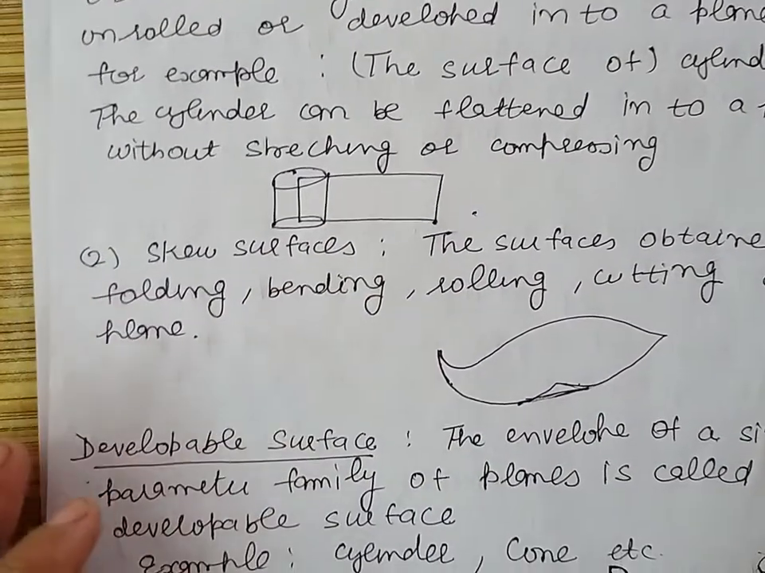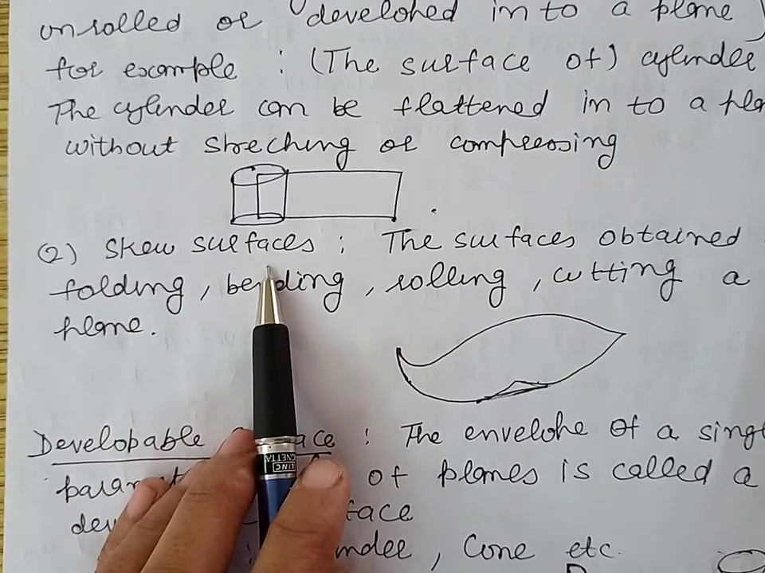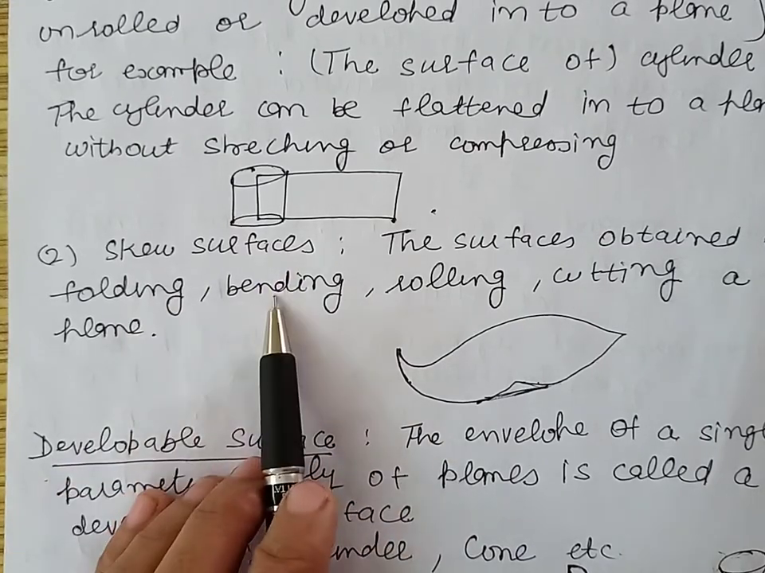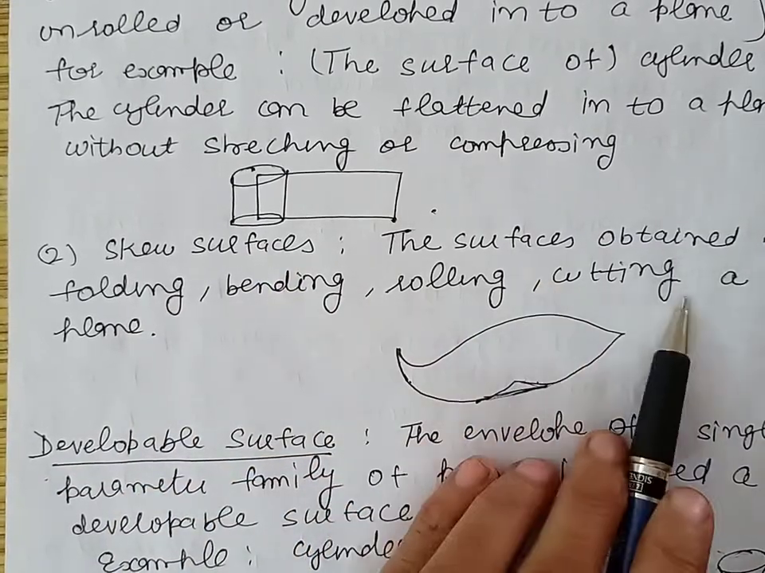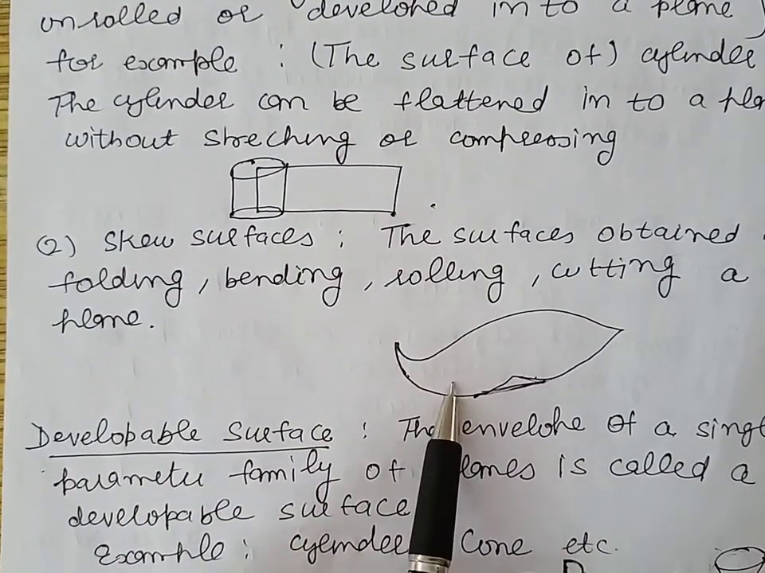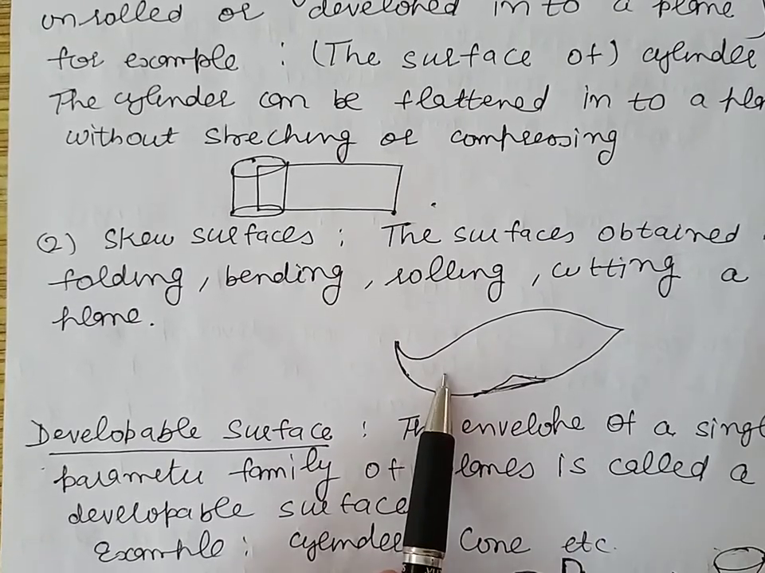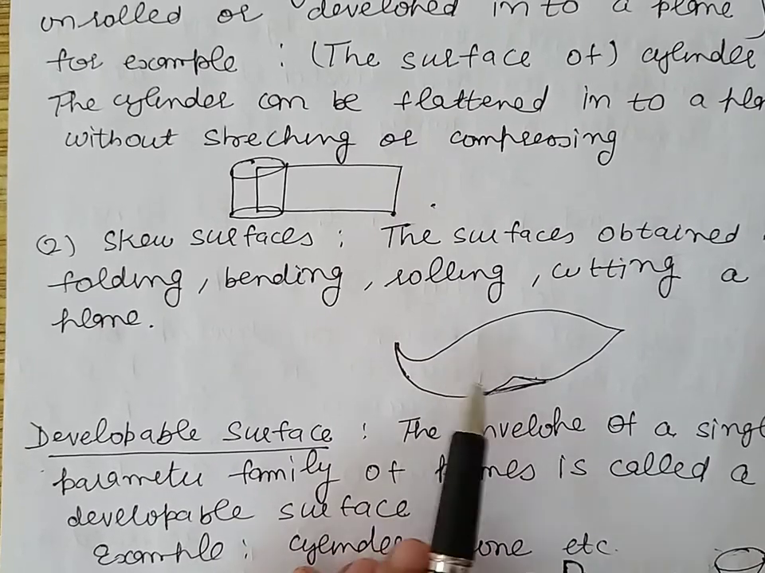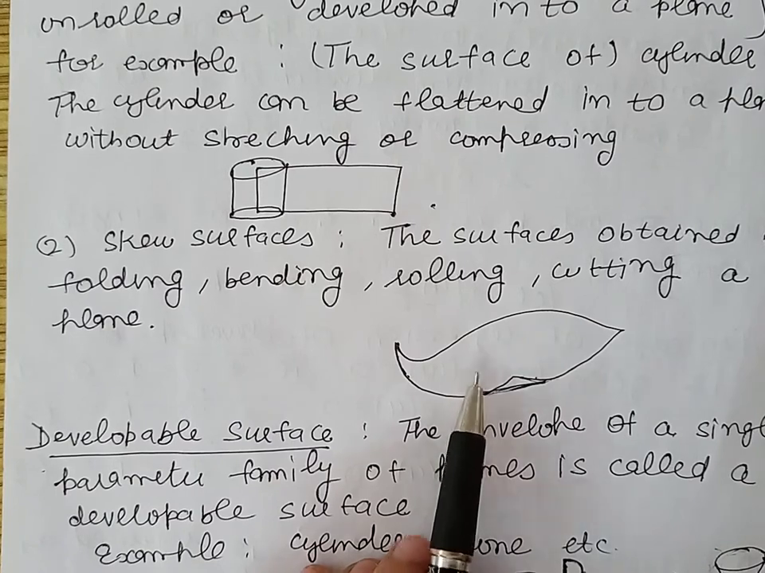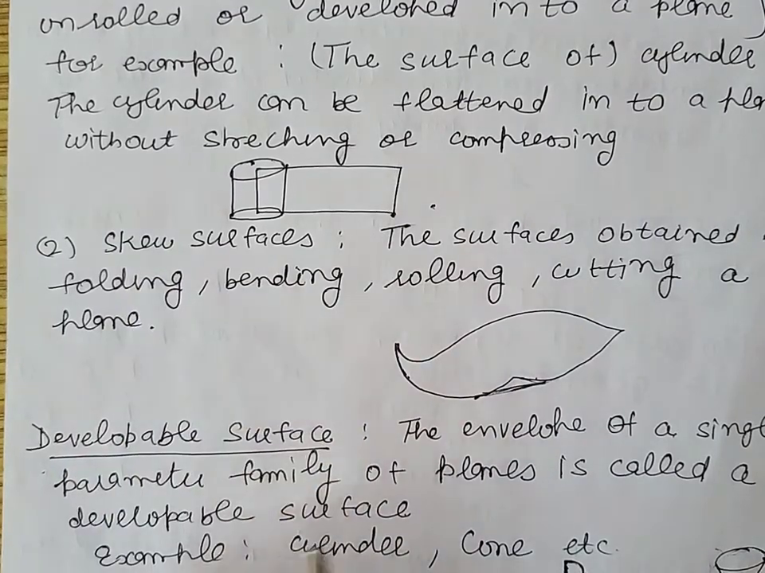And the second kind of ruled surface is the skew surface. Skew surfaces are the surfaces which are obtained by folding, bending, rolling or cutting by a plane. For example, for this surface, if we want to convert it into a plane, we have to bend it or fold it, or we have to use cutting here. So this kind of surface which requires folding, bending or cutting, etc., is called a skew surface.